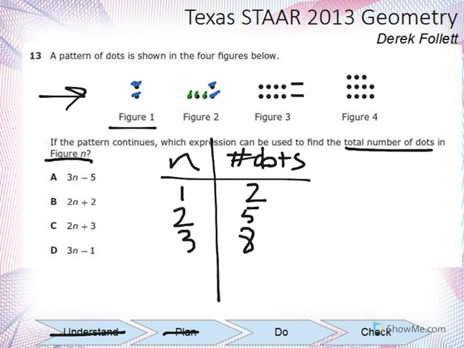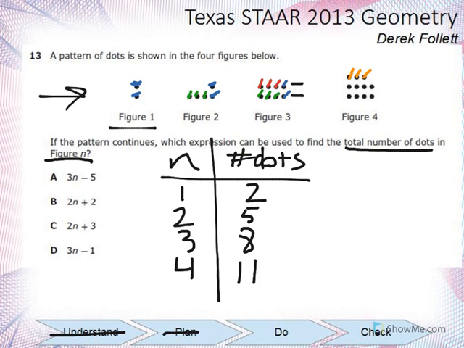Figure 3 has those 3 and the first 2, and then it's got another extra 3 here to give me 8. So I've got an extra 3 in figure 2 and then an extra 3 in figure 3. So do I have an extra 3 in figure 4? Yeah, look, figure 4 on top of my 2 rows of 4, I've got an extra 3. So I've got 8 plus 3. When n is 4, 8 plus 3 is 11 dots.